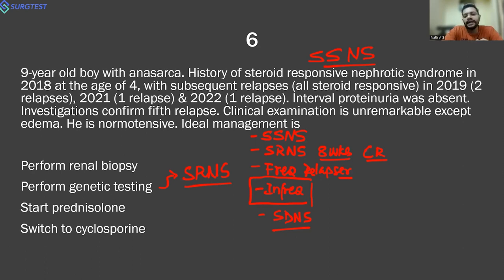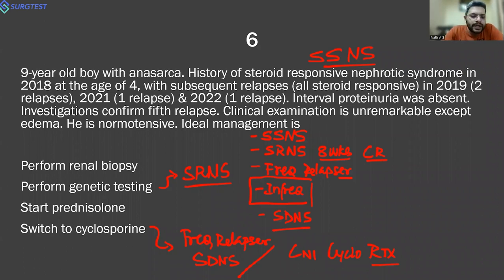And switching to cyclosporin is a strategy if he is a frequent relapser or has steroid dependent nephrotic syndrome. So not just CNI, you can use cyclophosphamide or you can use rituximab. Okay, you can use CNI, cyclophosphamide, or rituximab as alternate agents to steroid if the patient is a frequent relapser or steroid dependent, with the aim of reducing the exposure to steroids.